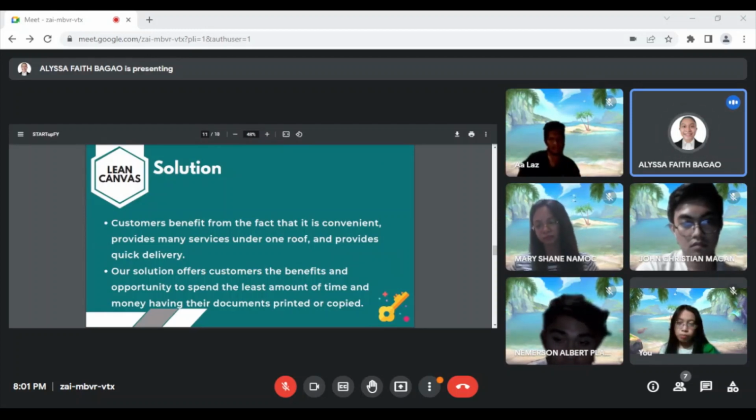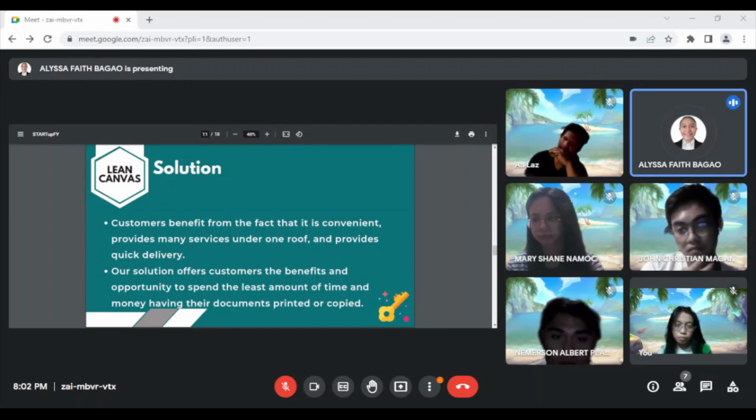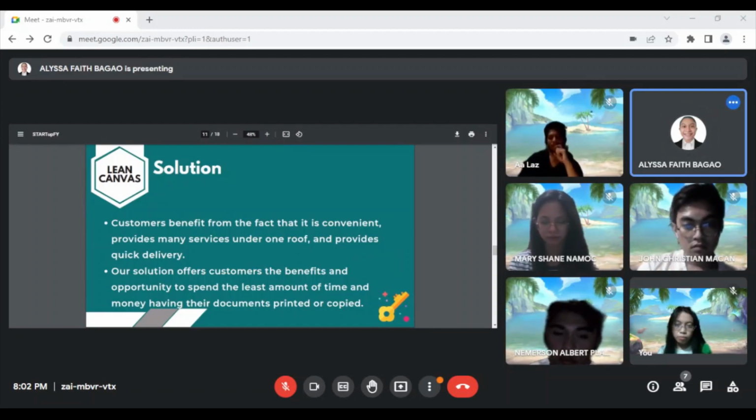Currently, customers are addressing the problem by having a hard time traveling from their homes just to print their works, and yet traveling can consume an excess of their time and money due to the distance from where they live, particularly the students. Furthermore, they spend time waiting in lines to print and copy documents. So our solution for this offers customers the benefits and opportunity to spend the least amount of time and money having their documents printed or copied.